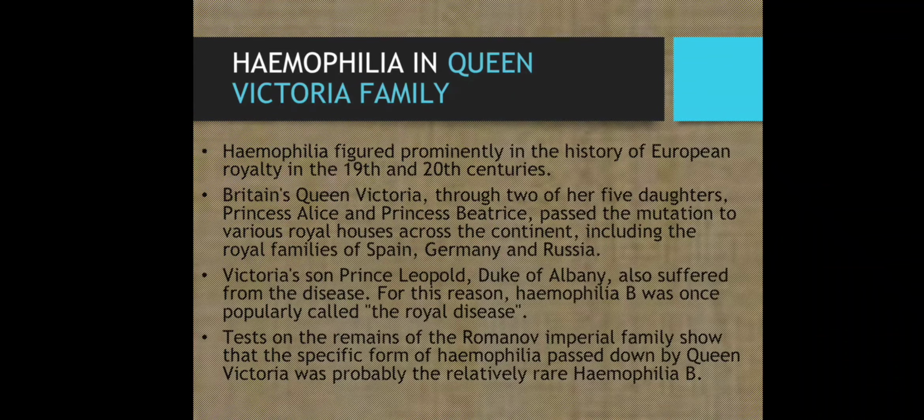So, the Queen Victoria family has been affected by hemophilia. Hemophilia figures prominently in the history of European royalty in the 19th and the 20th century. Britain's Queen Victoria, through two of her daughters, Princess Alice and Princess Beatrice, passed the mutation to the various royal houses of Spain, Germany, and Russia. The test reports show that the hemophilia passed on by Queen Victoria was probably the relatively rare hemophilia B.